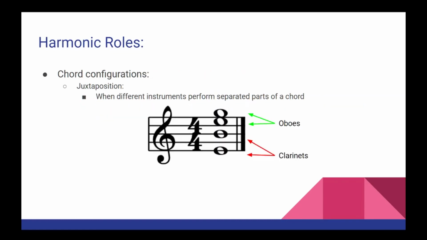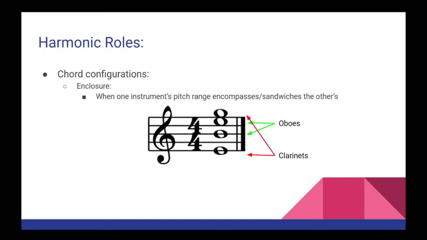If you're going to use the woodwinds to play your bass line and harmony, there are a few different chord configurations that you can consider that will actually have a big impact on the type of sound you're creating. The first type, juxtaposition, is when different instruments perform separate parts of the chord. For example, in an E minor chord, the oboes perform a G5 and an E5, while the clarinets perform a B5 and an E4. The second type, interlocking, also known as crossing, is when different instruments perform parts of the chord that overlap each other, pitch-wise. For example, the oboes performing a G5 and a B5, while the clarinets perform an E5 and E4.